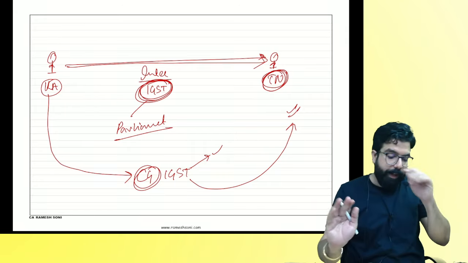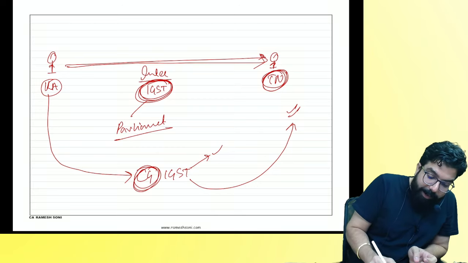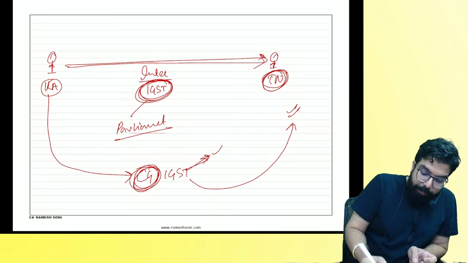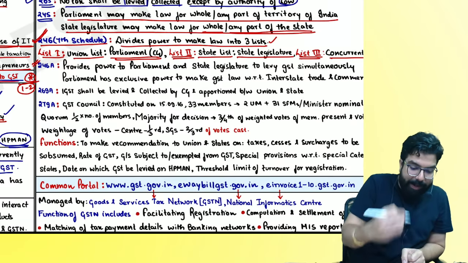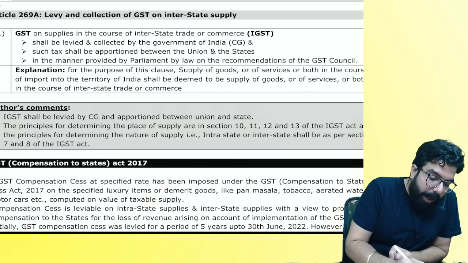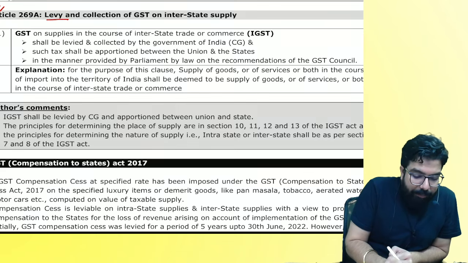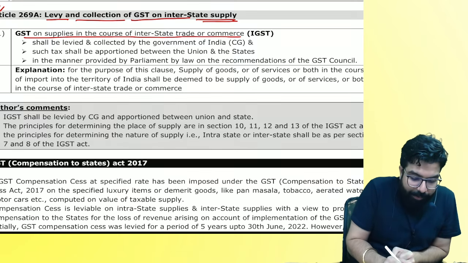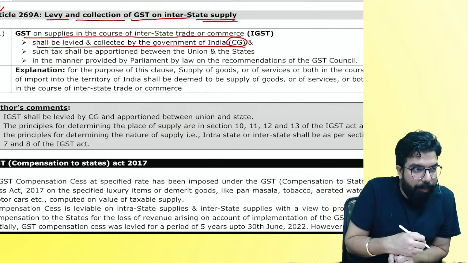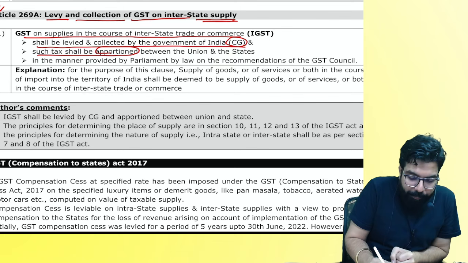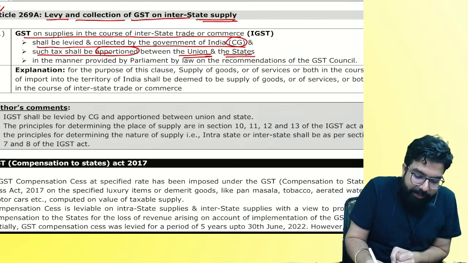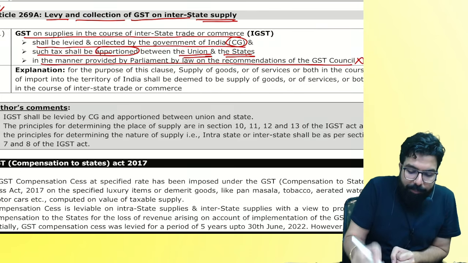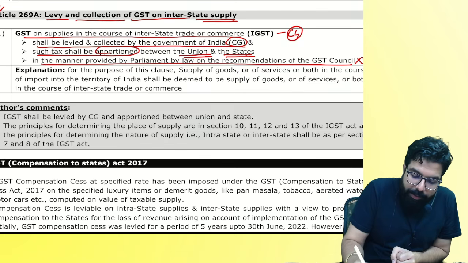Sure, everyone. Now tell me one thing, where is it told that IGST will be collected by the central government? The Central government will keep some portion, and the remaining portion goes to the state. It is told here. I did not say it on my own. See, Article number 269, levy and collection of what? GST on interstate supply. GST on supply in the course of interstate trade or commerce, that is IGST, shall be collected by whom? The Central government. The Central government will apportion between whom? The Union, meaning center and state, in the manner provided by Parliament. This you leave it now. Tell me, IGST will be collected by the central government, and the central government will divide between the central government and the states, that's all.